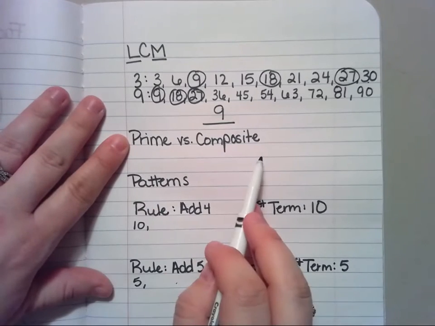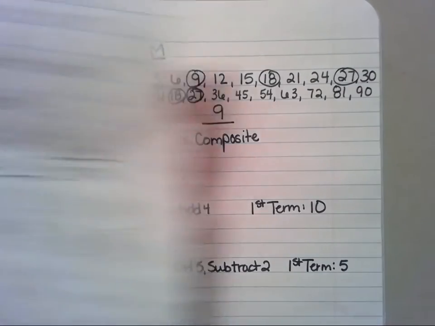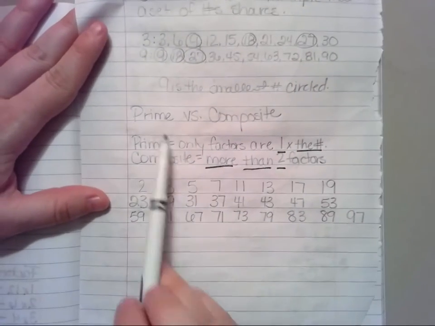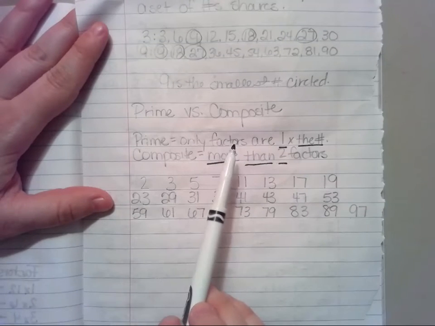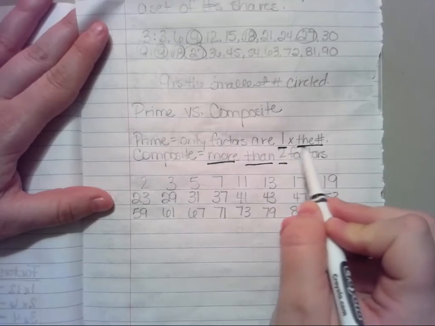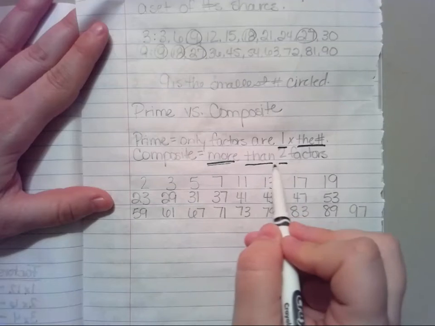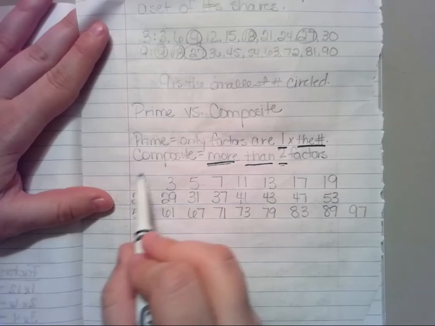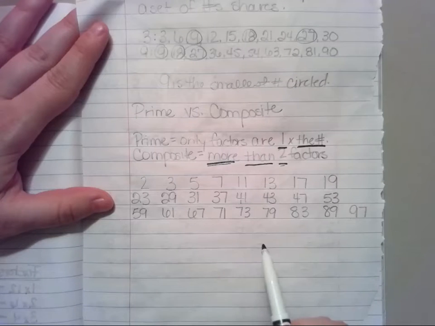Then you have a section about prime versus composite. I don't have anything to write in my book because I gave you everything you need. Yours looks something like this. Prime versus composite. Prime is when the only factors are 1 and the number. So here's 1 factor, 2 factors. Composite has more than 2. And then I gave you all the numbers 0 to 100 that are prime.